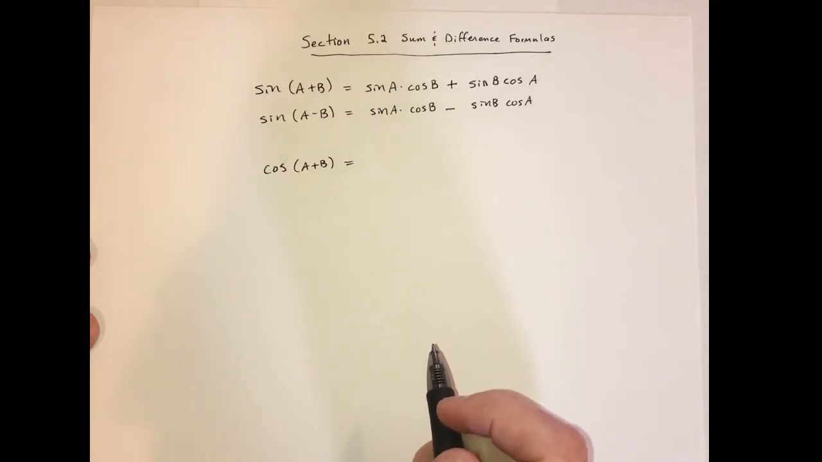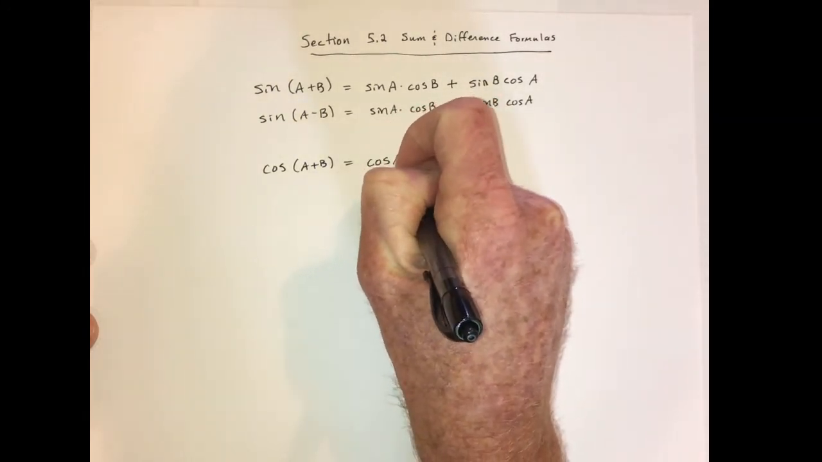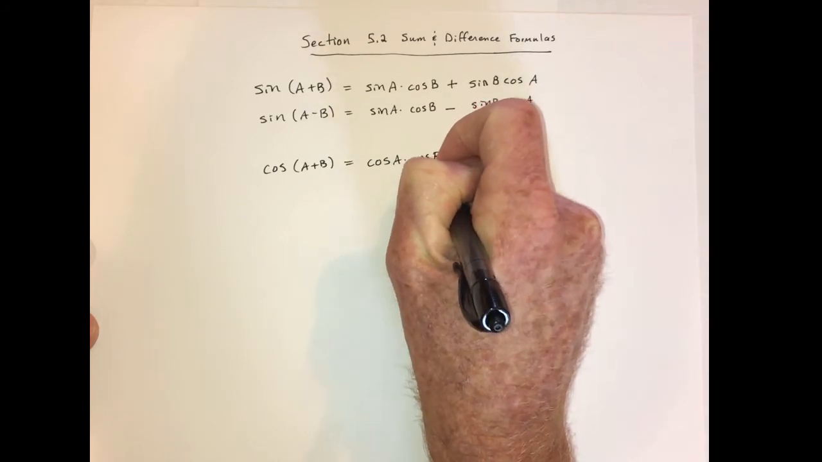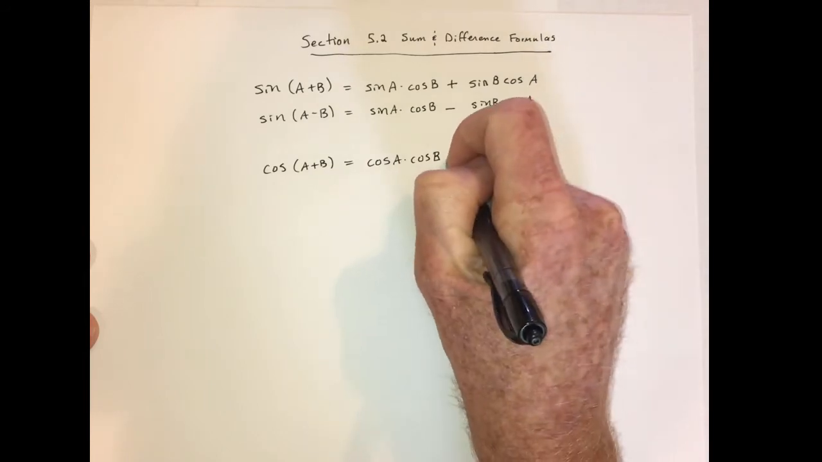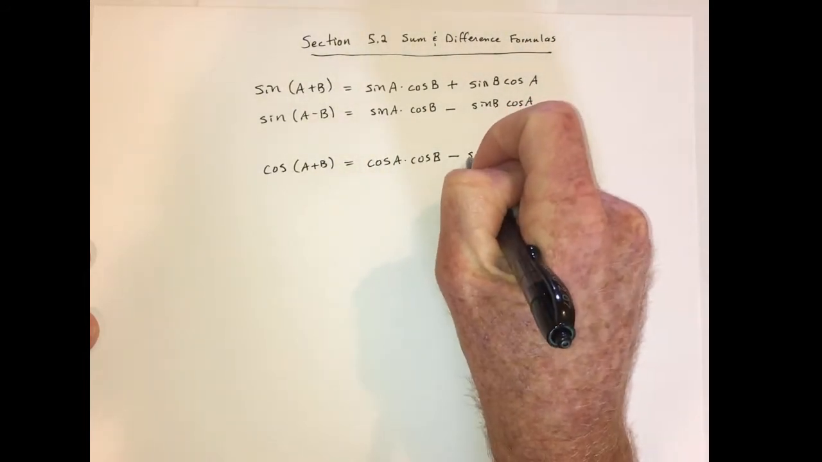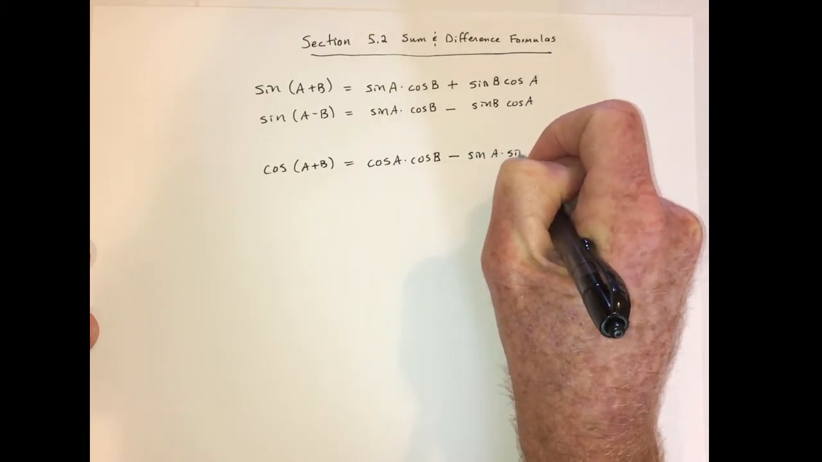All right, on to the cosine of a plus b. So with cosine, what it does is it takes cosine of each one, cosine of a, cosine of b. And then it switches the sign. Since this one said plus, this one's going to be minus. And now you take sine of the A and also sine of the B.